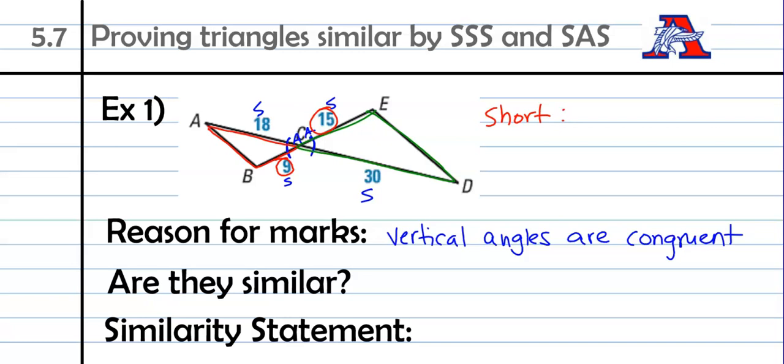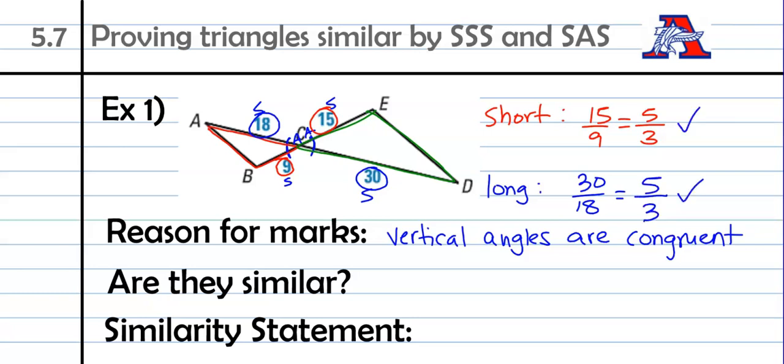Those are the small sides. So I'll go right to left, 15 divided by 9. Each of those are divisible by 3. So 15 divided by 3 is 5, and 9 divided by 3 is 3. So the scale factor is looking like it might be 5/3. We need to check it for our remaining sides, 30 and 18. Since I did right to left before, I'm going to do right to left again. So 30 divided by 18. Each of those, I believe, is divisible by 6. 30 divided by 6 is 5, and 18 divided by 6 is 3.